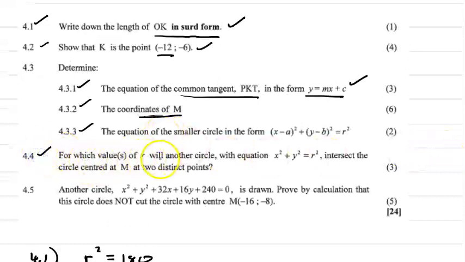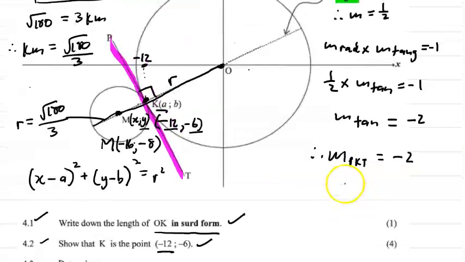For which values of r will another circle with equation x squared plus y squared equals to r squared intersect the circle centered at M at two distinct points? For which values of r? So let's go look at that very, very carefully. So if you have to look at that here, you'll be able to see that the radius of the circle centered at O is square root of 180. And if we look at this, here we have square root of 180 over 3.